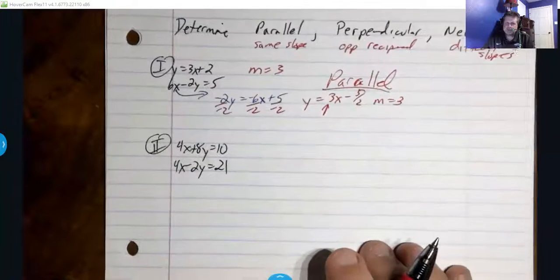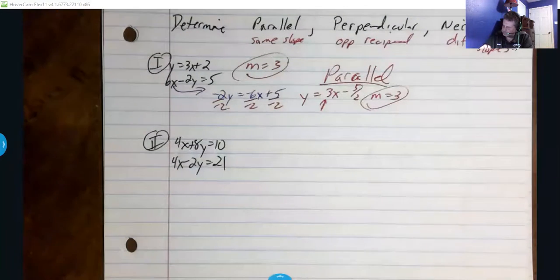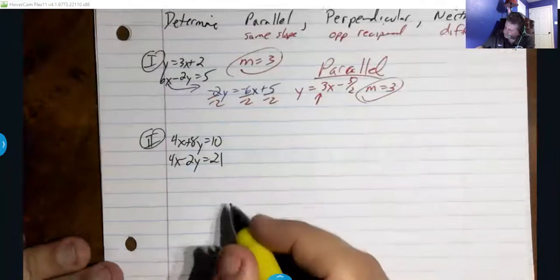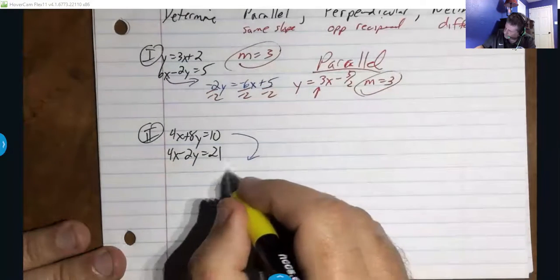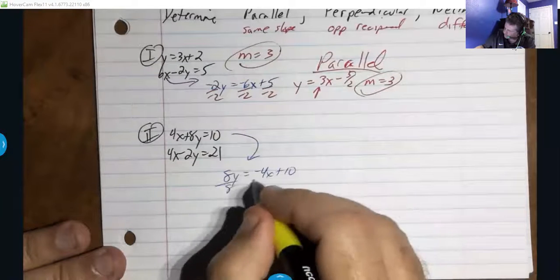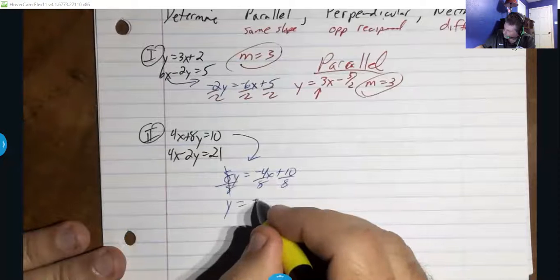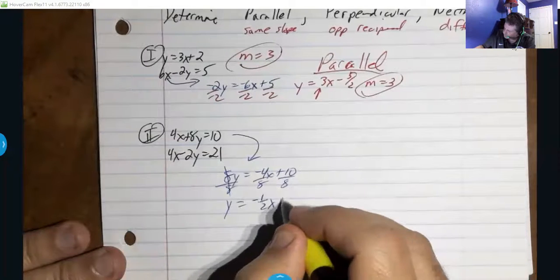All right, so let's look at the other one. Okay, parallel because they're exactly the same. So notice these two. I need to get y is equal to both of them. So we'll take the first one. So 8y is equal to negative 4x plus 10. Divide by 8. Y is equal to negative 1/2 x plus 5/4.